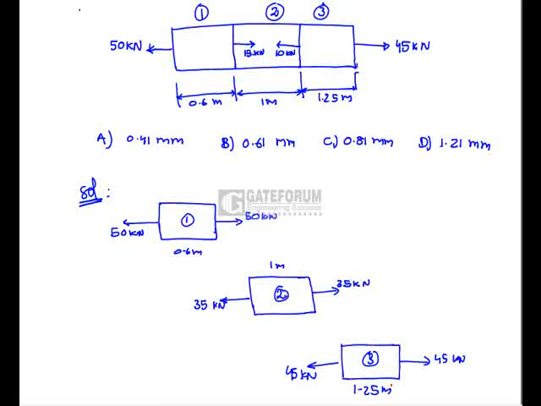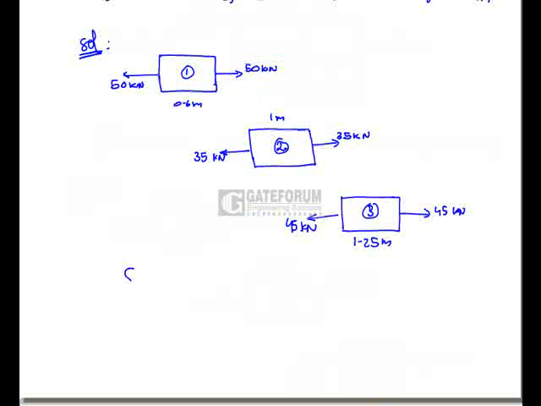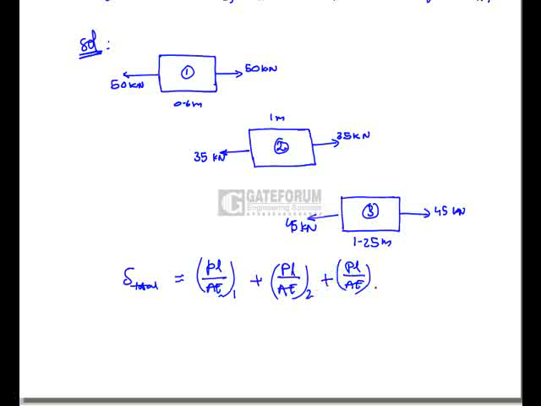Now the total deflection of the bar is equal to PL by AE of the first section plus PL by AE of the second section plus PL by AE of the third section. So here the area and Young's modulus of the bar are equal. So just take 1 by AE as common, and here we have PL1 plus PL2 plus PL3.